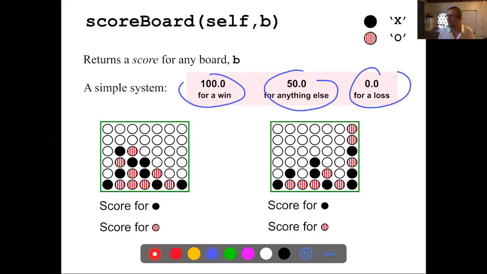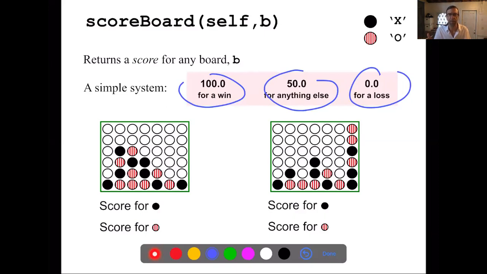So in the board on the left that you're all seeing, what is the score for black? Is it a win? Is it something else? We're not thinking about one move ahead or making moves. We just look at the board right now and say, have I just won? That's what black is saying. Do I see four in a row? Yeah, that would be 100. Do I see four in a row for red? That would be a 0, right? Because I just lost. Or anything else.